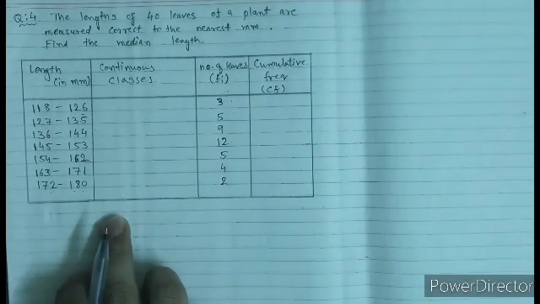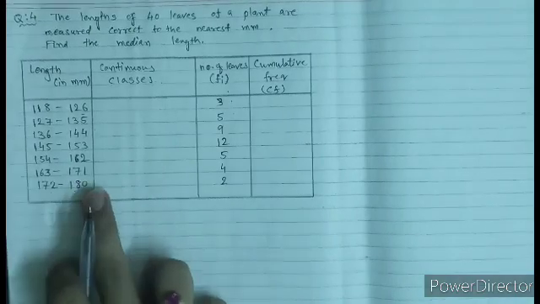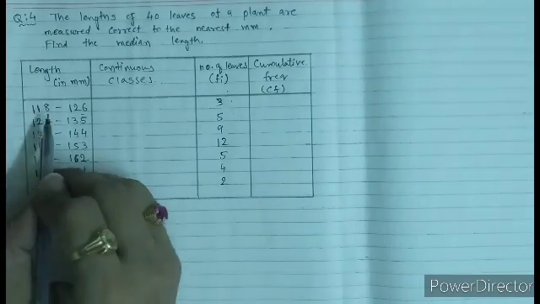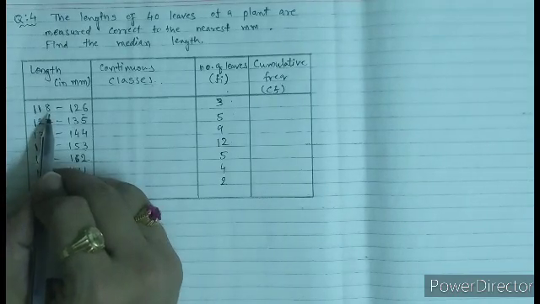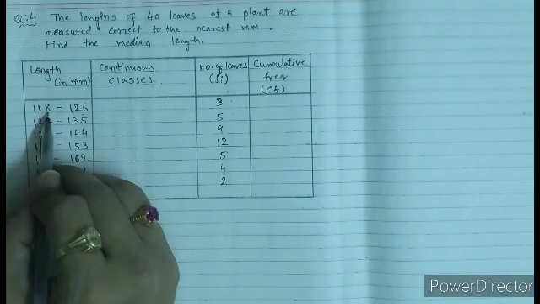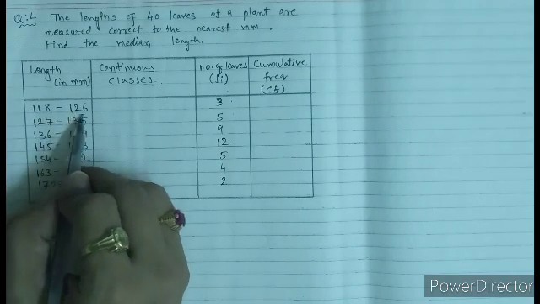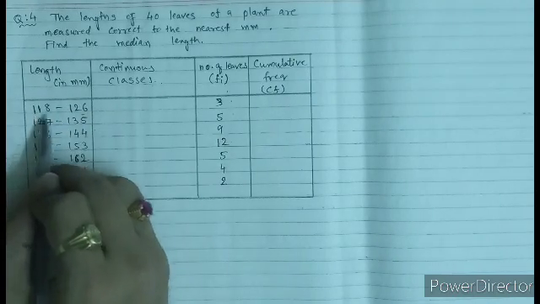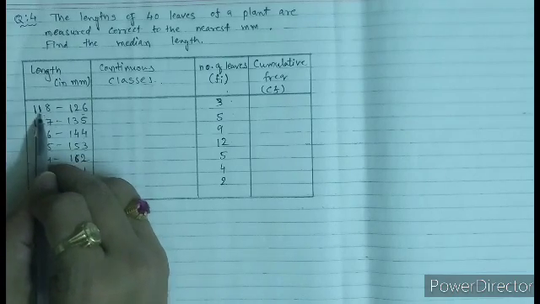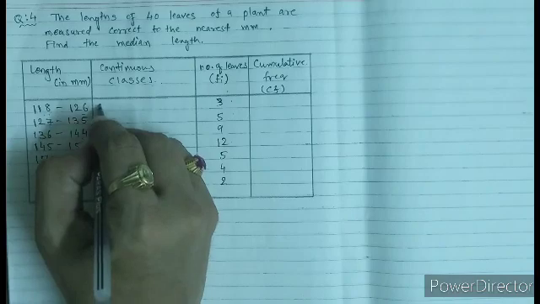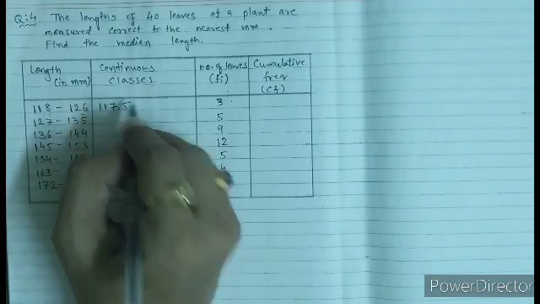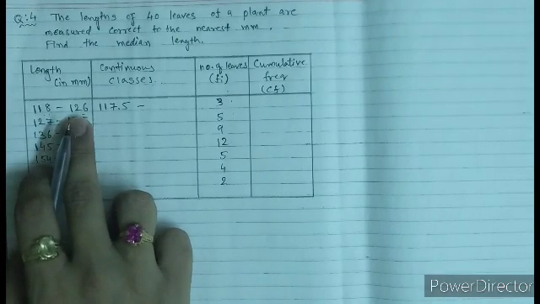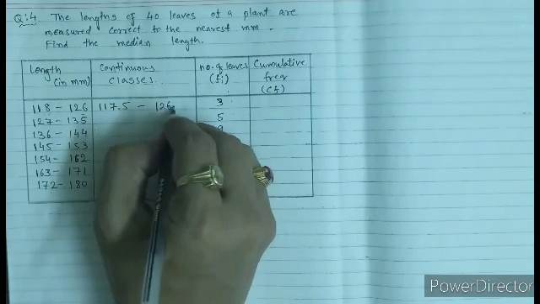For that, we have to get the boundary points of these given classes. In 9th standard, we have understood how to get the boundary points. To get the boundary points in every class, we have to subtract 0.5 from the lower limit and add 0.5 to the upper limit. Let us do it. Subtract 0.5 from 118. 118 minus 0.5, we will get 117.5. And we have to add 0.5 to the upper limit. So 126 plus 0.5, you will get 126.5.